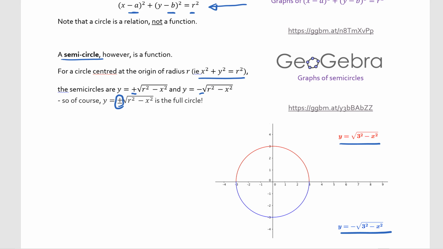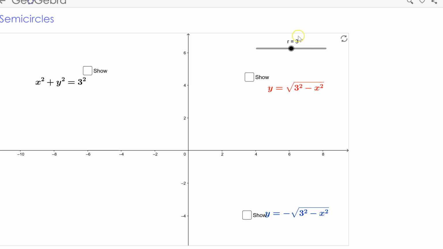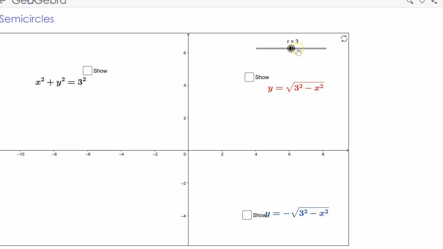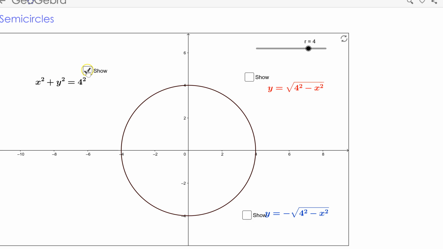So a quick look at that on GeoGebra. If we let the radius be, well, let's just bump it up a little to be 4. So you can see that what that does for my equation, x squared plus y squared equals 4 squared. So that's our full circle just there, a relation. And if we just do the positive square root of that for y, that's our positive semicircle and our negative semicircle.